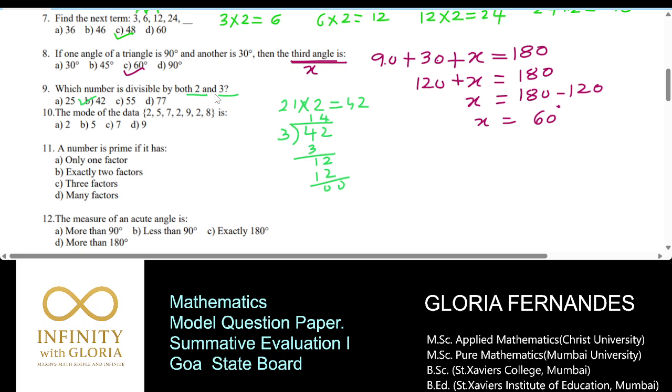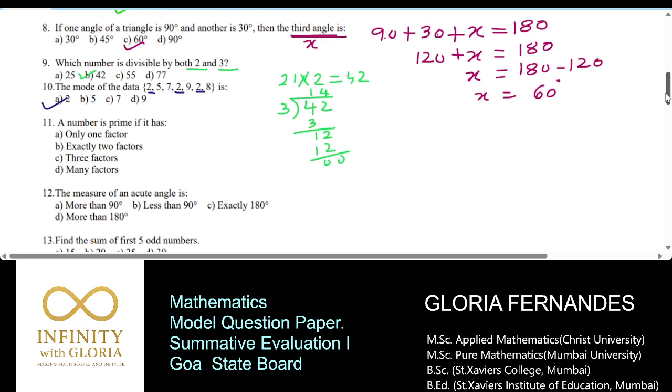Okay. Next question. The mode of the data. Now what do you mean by mode? The most recurring number in the data, right? The most recurring value. So which is the most recurring value here? We have 2, 5, 7, 2, 9, 2, 8. So which is the most recurring one? 2, and 2 is repeated how many times? It has repeated 3 times. So the mode of this data is going to be 2.